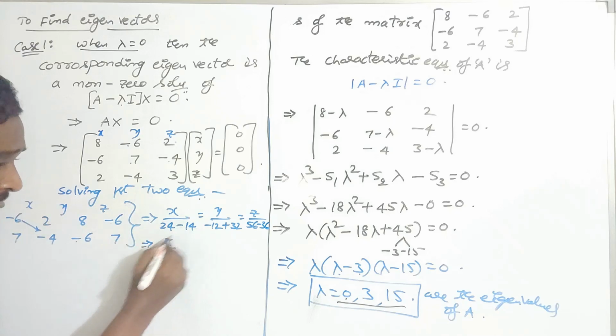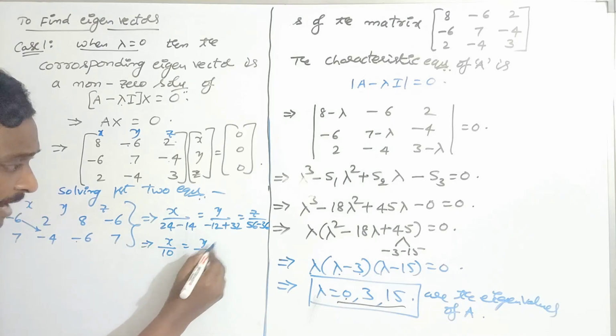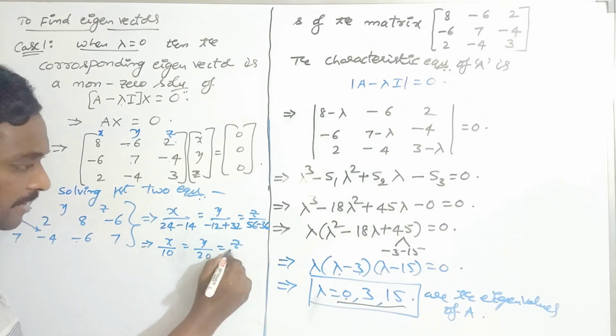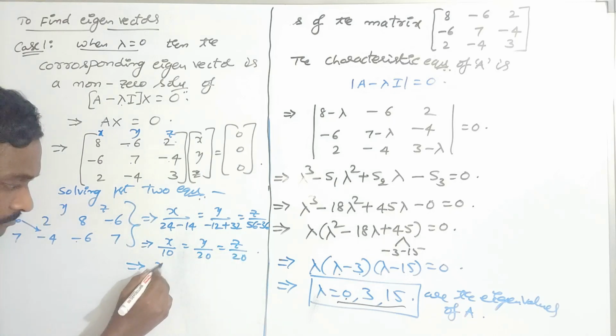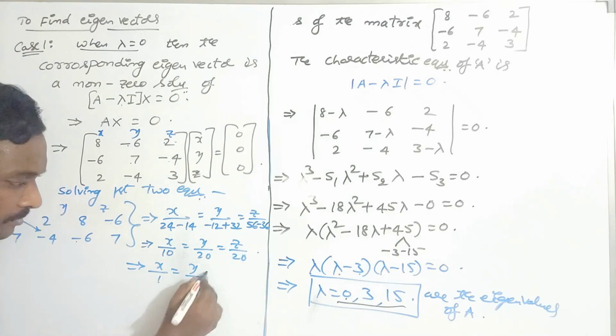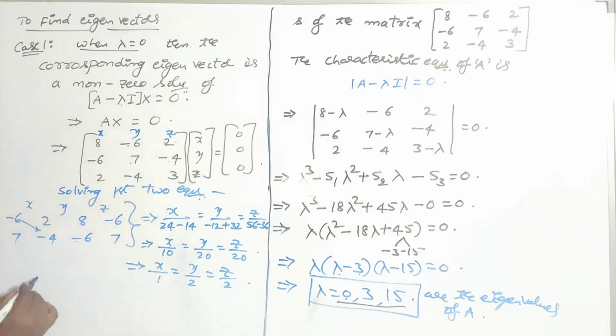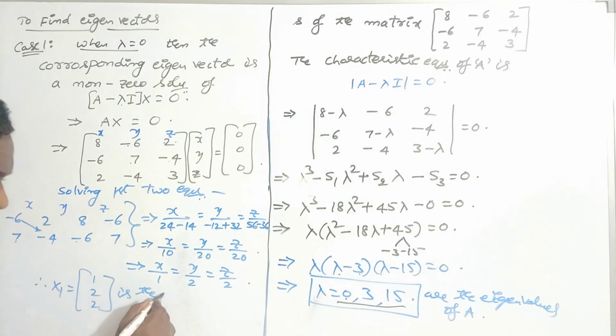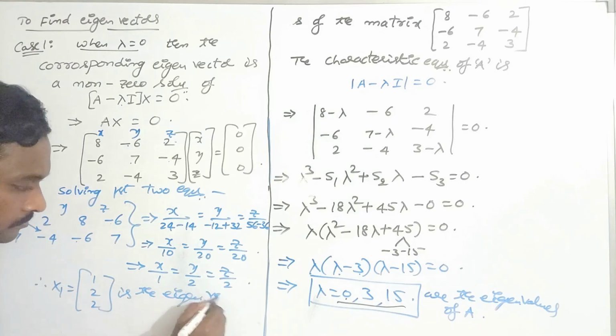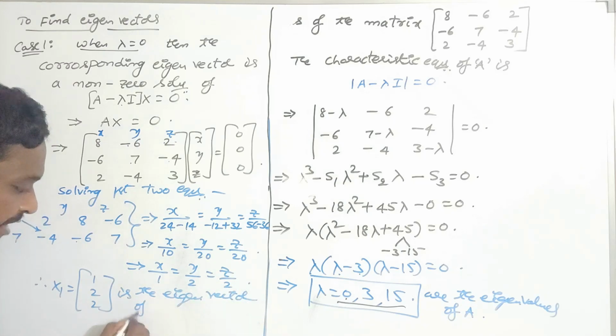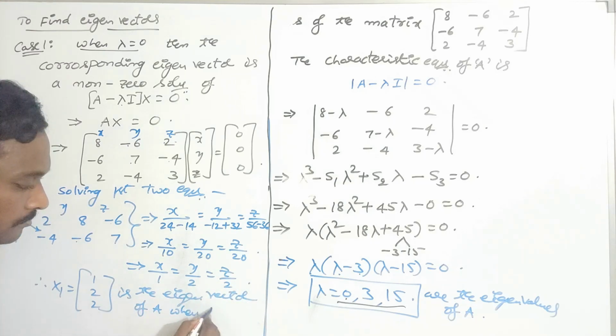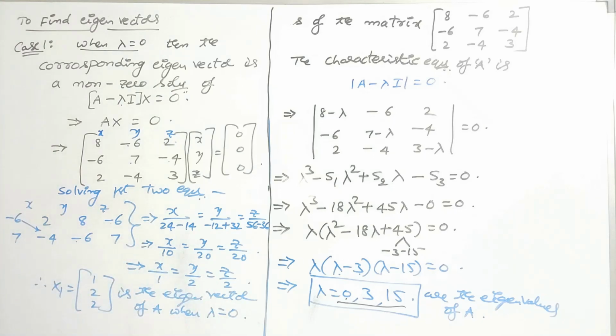So x by 10, y by 20, z by 20. 10 gets cancelled. X by 1, y by 2, z by 2. So x1, which is xyz equal to 1 2 2, is the eigenvector of A when the eigenvalue is 0. It means that this is the eigenvector of the given matrix A corresponding to the eigenvalue lambda equal to 0.